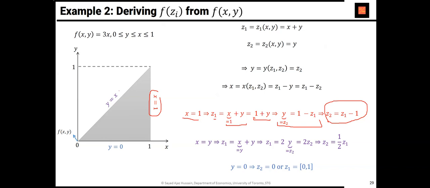Now along the purple border, this thing right here, y is equal to x. Y is equal to x. And now again, z1 was x plus y.